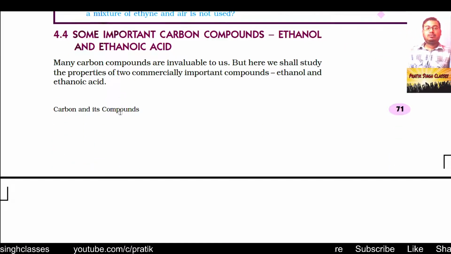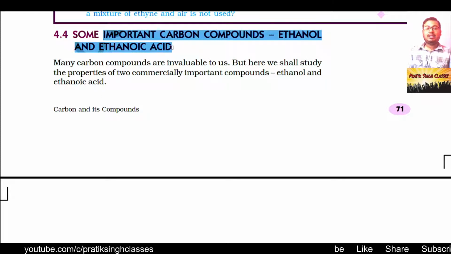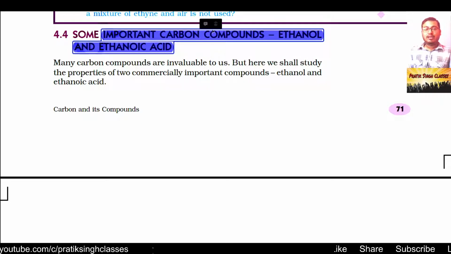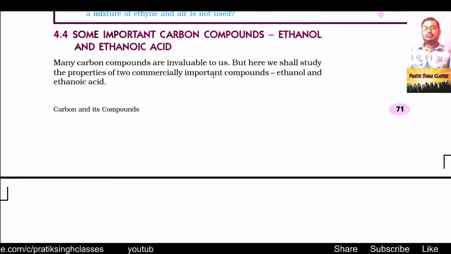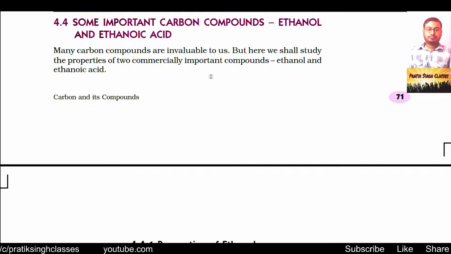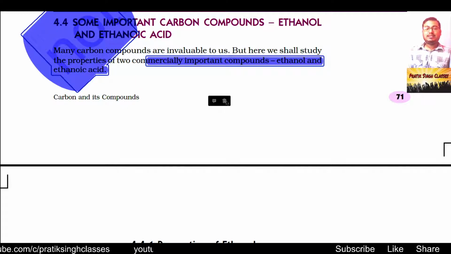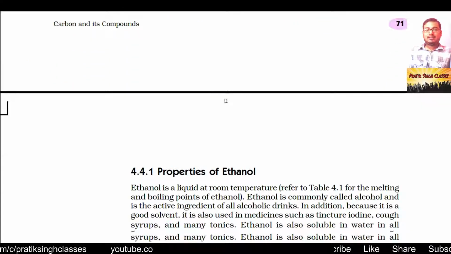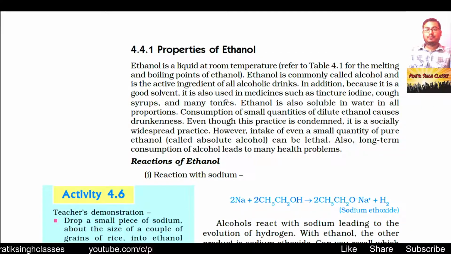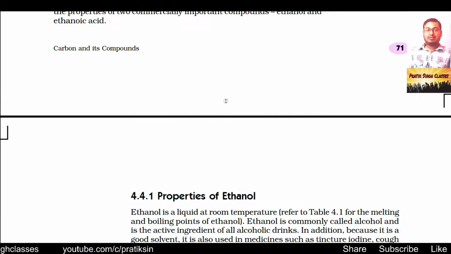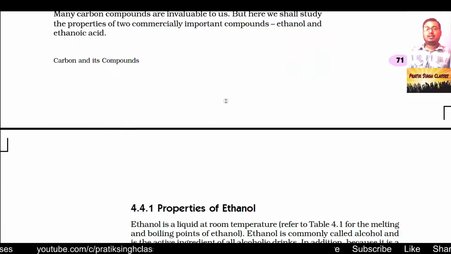Okay, now coming to section 4.4, that is some important carbon compounds, ethanol and ethanoic acid, that is C2H5OH and CH3COOH. Many carbon compounds are invaluable to us, but here we shall study the properties of two commercially important compounds, ethanol and ethanoic acid. They are very important for industry as well as for our day-to-day life, but we don't use them directly in our day-to-day life, either we use them in some converted form.